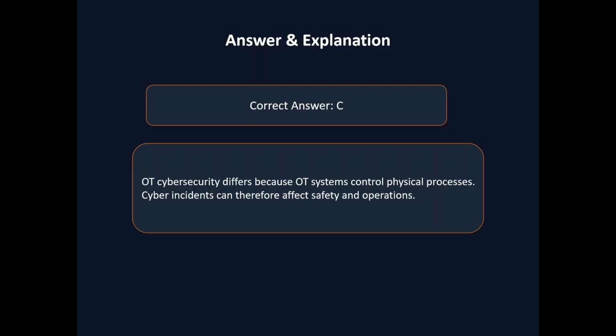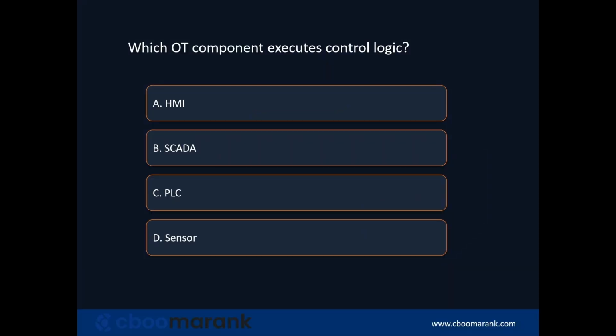The correct answer is option C, OT systems control physical processes. This is the key difference because OT systems control real world processes. A cybersecurity incident can affect safety, production, and the environment itself. This is why industrial cybersecurity focuses so heavily on availability and safe operation, not just data protection. Let's move to the next question.